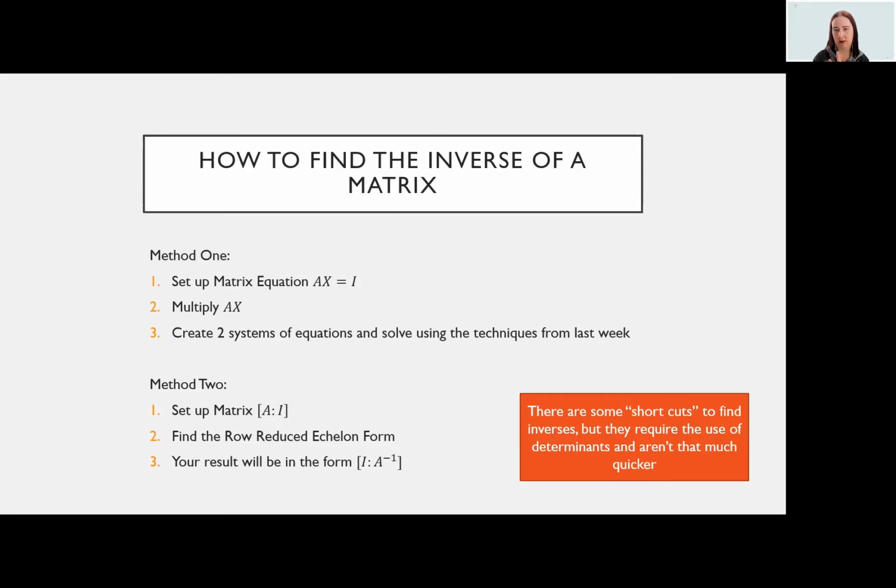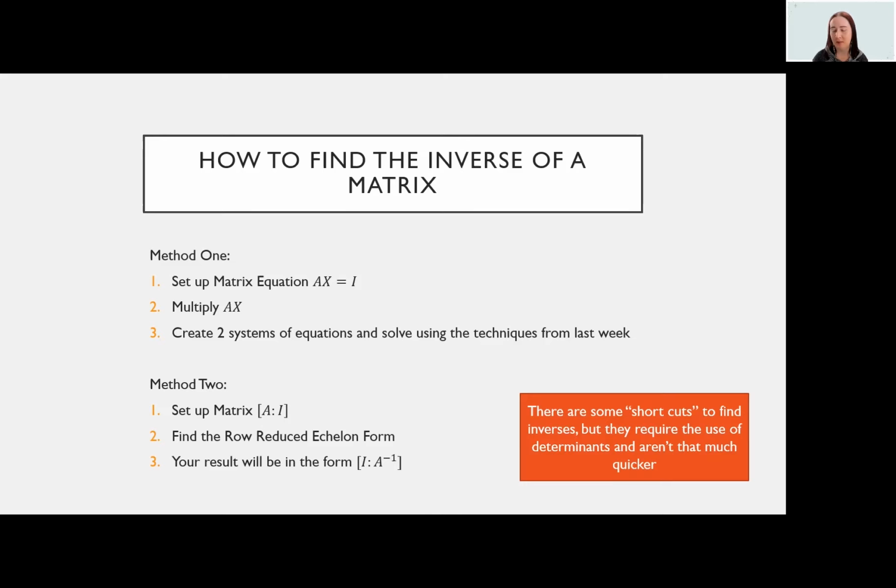So there's two methods here. Neither one of them are fast, I would say. They're not necessarily fast methods. And there are some shortcuts, but I don't think they're even that much quicker. There's a shortcut for 2x2s, which I tend to always mess up. So I don't like using the shortcut because I get it wrong. I mess up my signs. I put numbers in the wrong spot.